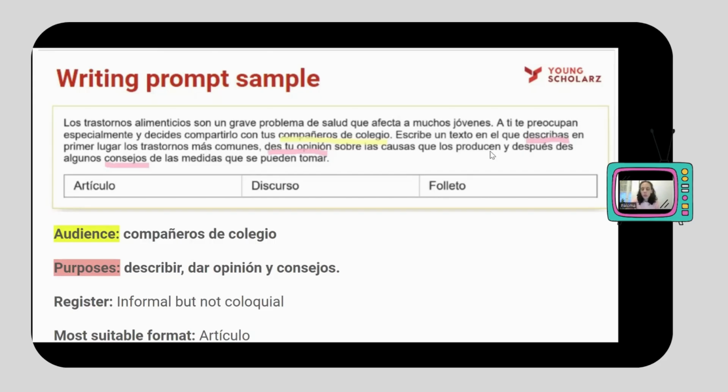¿Vale? Discurso, it's a speech, okay? We don't have any clue here that directs us towards a speech. Generally, we will be instructed to deliver it, a discurso written to deliver in a meeting, in an assembly, or something of that sort. And folleto is something that is more to advertise something, not that much to describe and give opinions and advice. So we would definitely, in this case, choose artículo.